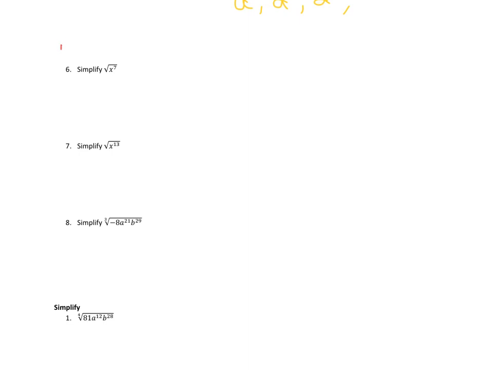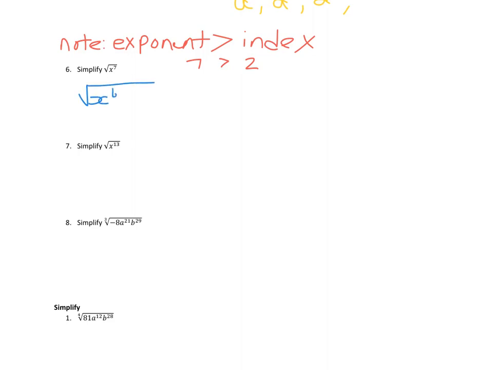So let me just write that note. So we know we have to simplify because the exponent is bigger than the index, which is 2 in this case. So 7 is bigger than 2. So we know we have perfect squares in x to the 7th. Namely, what's the biggest even number? X to the 6th. All right, so x to the 7th is x to the 6th times x.